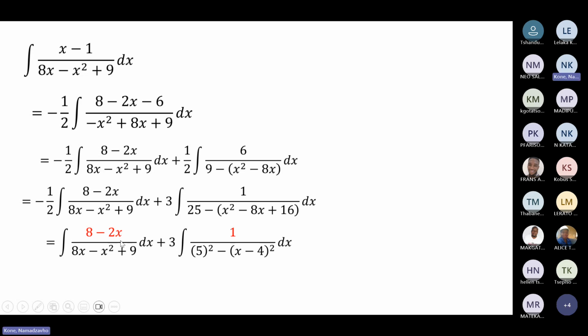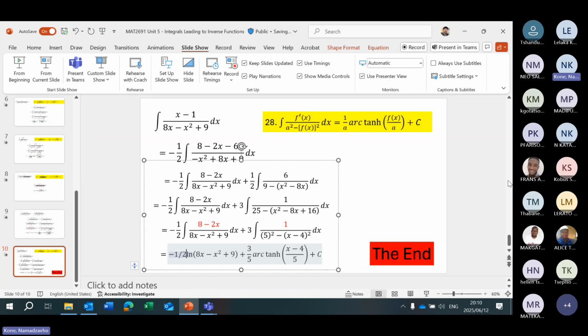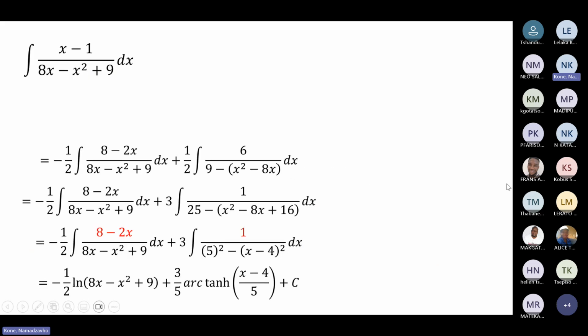Can I go back and correct this now? Because this here is supposed to have a minus 1 over 2, like that. Which means that this one must have a minus 1 over 2, like that. And the rest is correct.